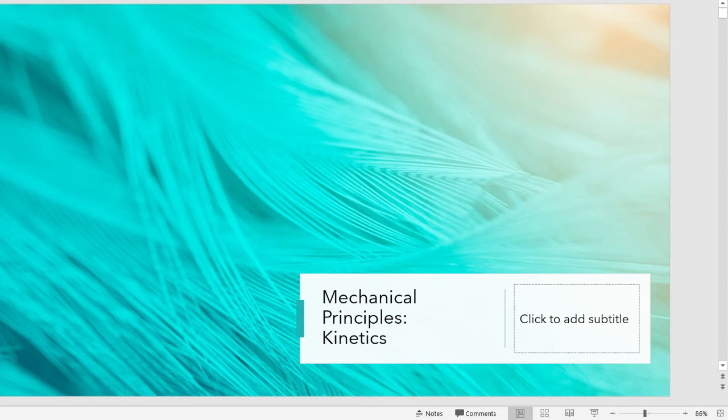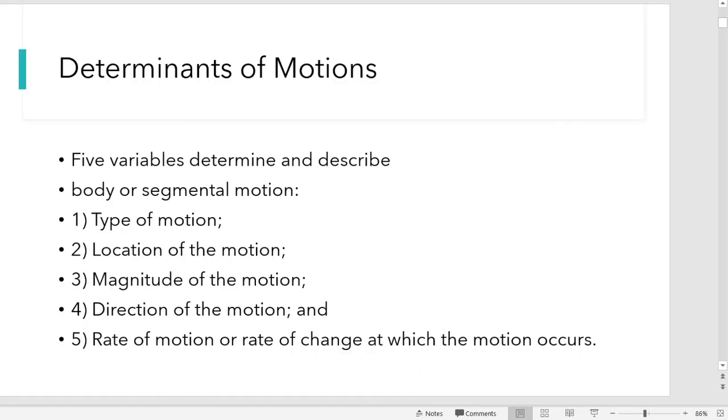So how do we determine the motions? That's the basic question. Or what determines the motion? So there are five determinants of motions. First, we have the type of motion, location of the motions, magnitude of the motions, direction, rate of motions, or rate of change at which the motion occurs, which refers to the velocity.